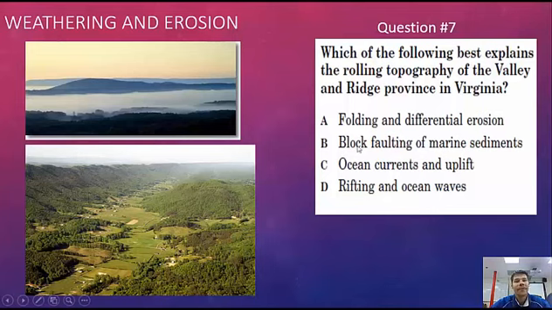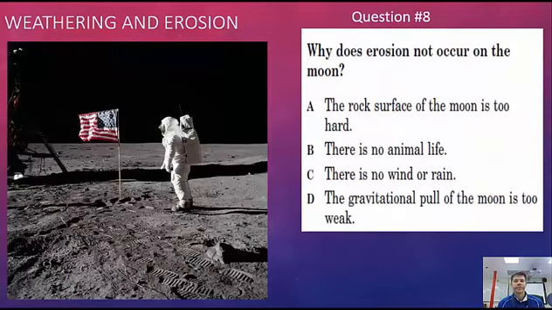So the reason we have this topography is folding and differential erosion. The differential erosion comes from sandstone and limestone eroding differently, and the folding is when the continents collided many millions of years ago and pushed the rocks upward and bent and folded them. So our best answer here is letter A, folding and differential erosion.